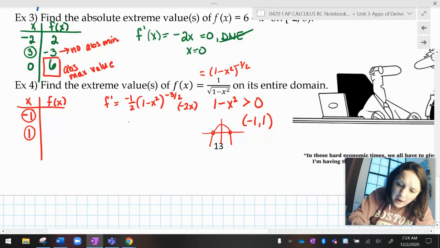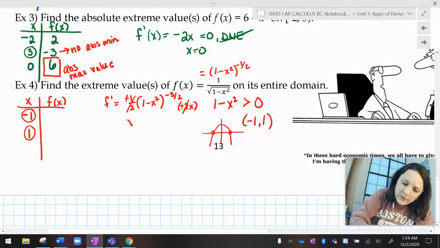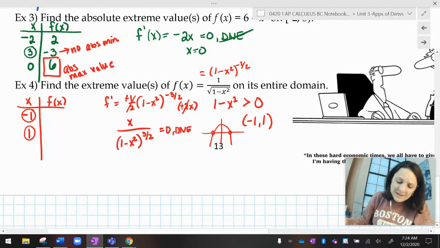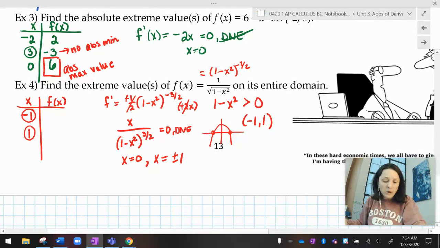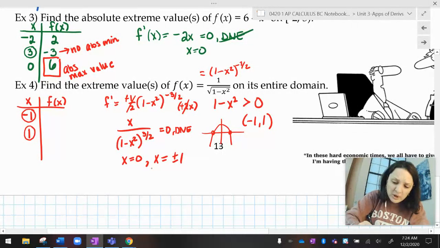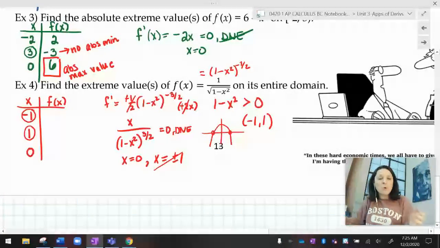So those will cancel, positive there. So I have x over 1 minus x squared to the 3/2. I want to know when that equals 0 or doesn't exist. It equals 0 at x equals 0. It doesn't exist at x equals plus or minus 1, but I've already used those, so I can ignore them. So I just need to add 0 over here.